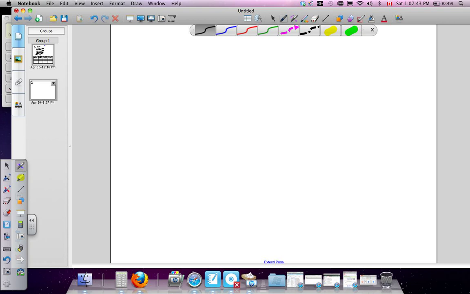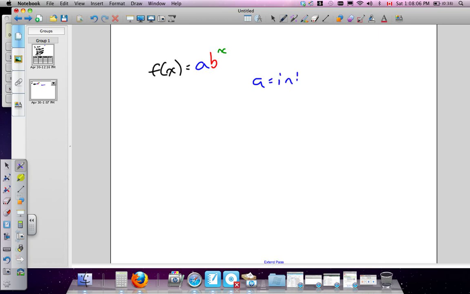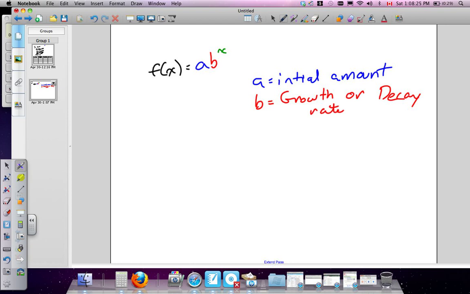Okay, so when they're talking about exponential growth and decay, they use f of x as your final answer, and your theoretical model has A, B, and X. A represents the initial amount of something, and we'll do an example. B represents your growth or decay rate. They say B is one plus the growth rate for growth. And X is the number of periods.